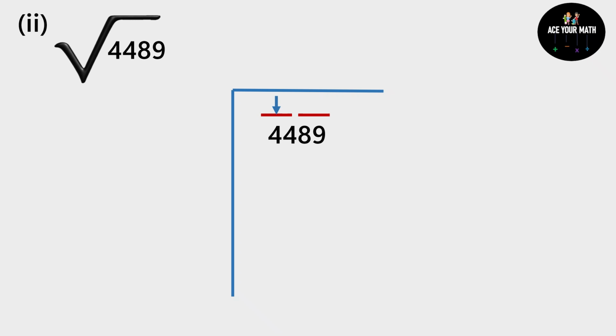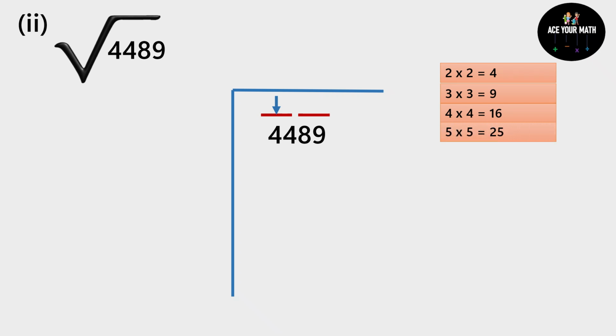Now you will find square of number such that its value is less than 44 or 44. So you start writing some squares. Say 2 square is 4, 3 square is 9, 4 square is 16, 5 square is 25, 6 square is 36, and 7 square is 49. See, 49 is greater than 44. It means you will consider 6 square. So you will write 6 at the top and 6 on the side.